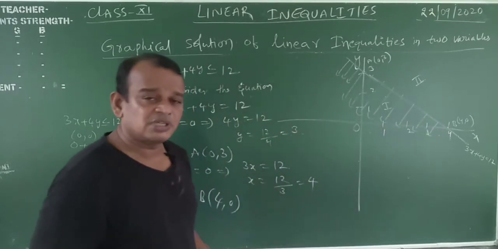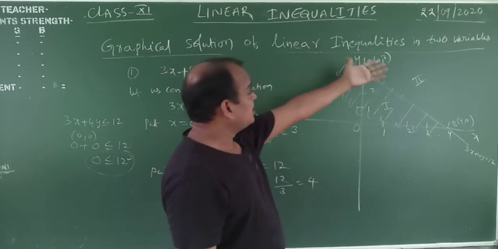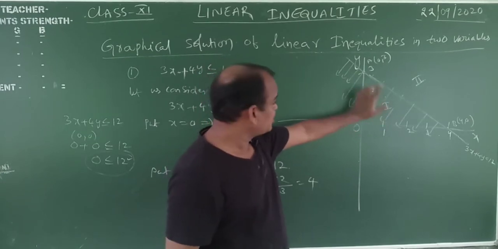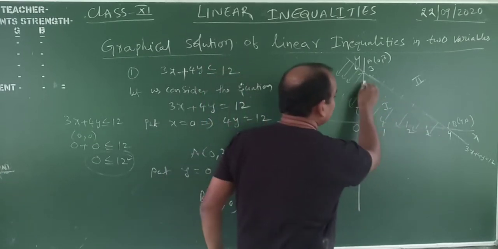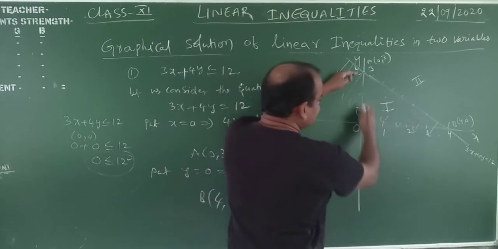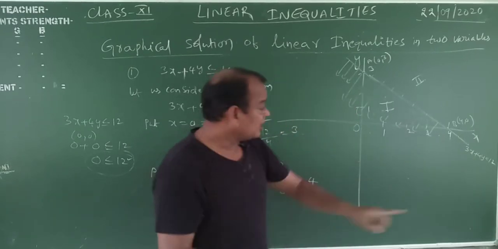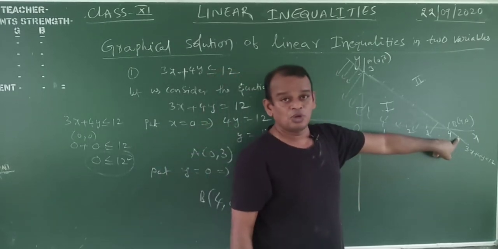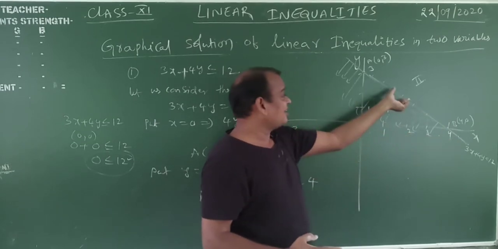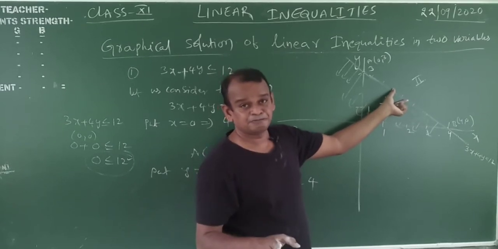Now write the solution. The solution of this inequality is region 1. Region 1 means this one, this whole part. We will take any point in this region, and compulsorily this inequality must be satisfied. Region 1 and including the line also. Whenever the graph is towards the origin, region 1 and the line also satisfy the given condition. Okay, observe that or not?